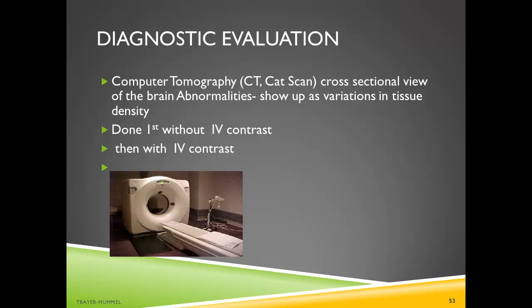Further diagnostic evaluation is done by a CAT scan. CAT scans show a cross-sectional view of the brain. Abnormalities show up as variations in tissue density. First, CAT scans are done without IV contrast generally, and then follow-up CAT scans are done with IV contrast.